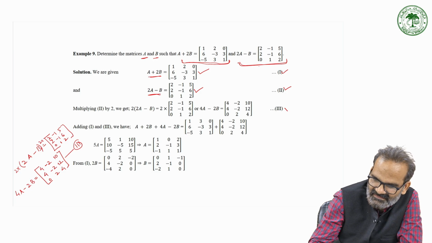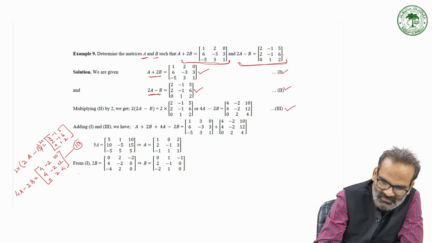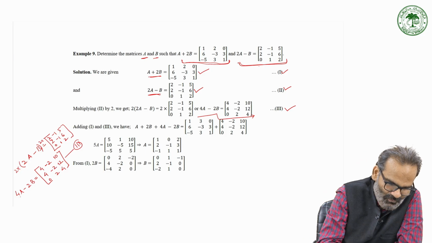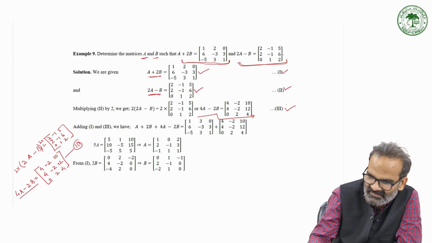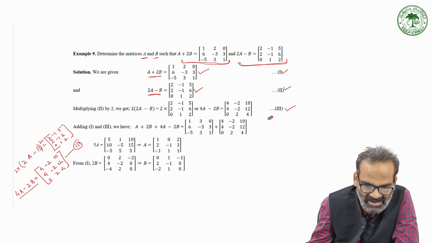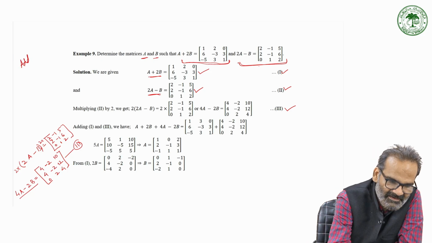So we get equation number 3 as 4A minus 2B is equal to 4, 4, 0, minus 2, minus 2, 2, 10, 12, 4, right? We are getting this equation here. Now, this is 4A minus 2B, equation number 3, and equation number 1 is A plus 2B. Add up 1 and 3. Adding 1 and 3, what will we get?